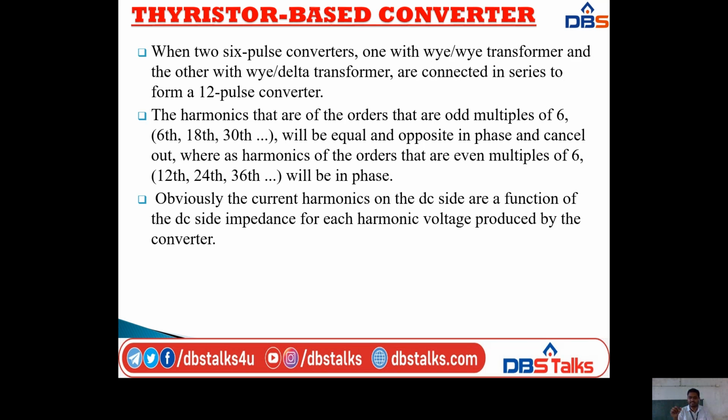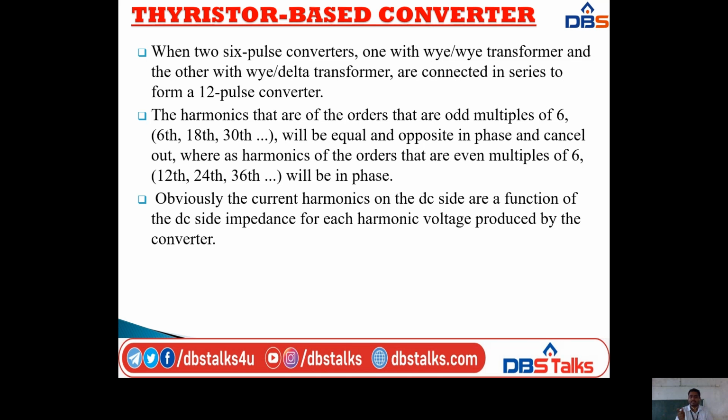So odd multiples means 6 into 1, that is 6, 6 into 3, that is 18, 6 into 5, that is 30, 6 into 7, that is 42, 6 into 9, that is 54, and 6 into 11, that is 66. Like that the harmonic orders will appear. Those will be equal and opposite in phase and cancel out. Whereas harmonics of the orders that are even multiples of 6, that means 6 into 2, that is 12, 6 into 4, that is 24, 6 into 6, that is 36, 6 into 8, that is 48, 6 into 10, that is 60, like that, will be in phase. The odd multiples of these harmonics are equal and opposite in phase and cancel out, but the even multiples of 6 will be in phase.